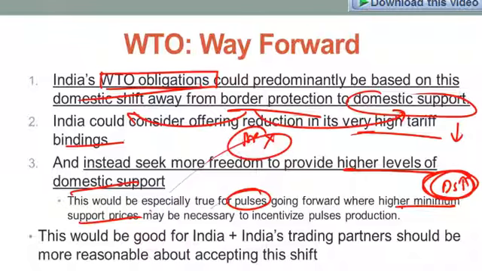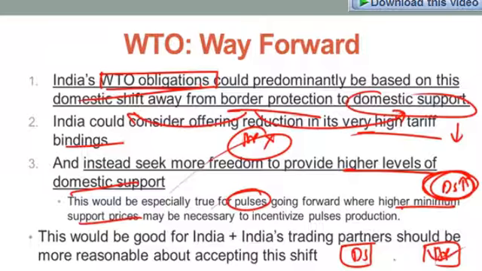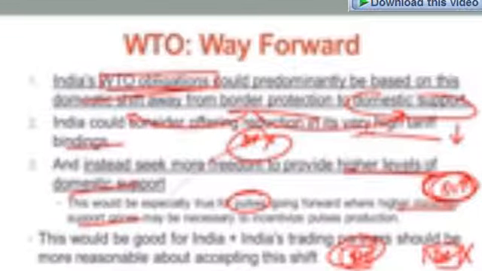Now, this will be good for India, and even our trading partners will be happy to do this. Because if India says, I want domestic support also, and I want border protection also, if I say I want both, then the trading partners won't be very happy. But if I say, okay, I remove this, I only want this, then even they will be okay with giving, because nobody likes unreasonable negotiations. So India cannot say, I want both. India can say, I will take one. The other one I'll give up. So then they will also feel India is sacrificing something. We should also help India.